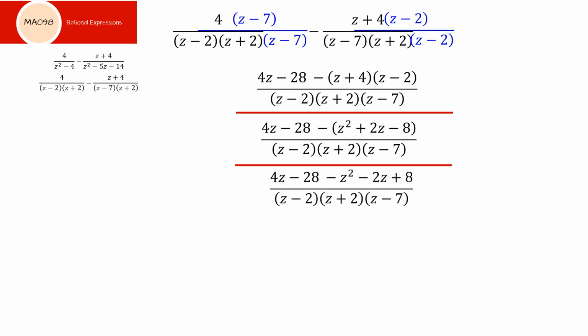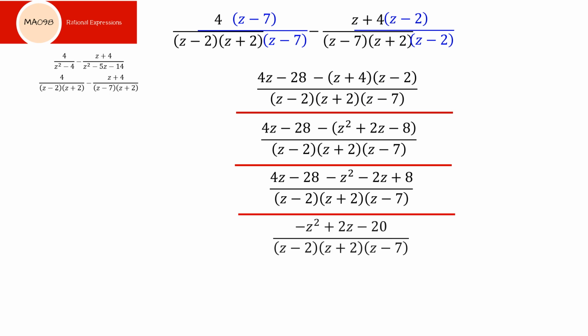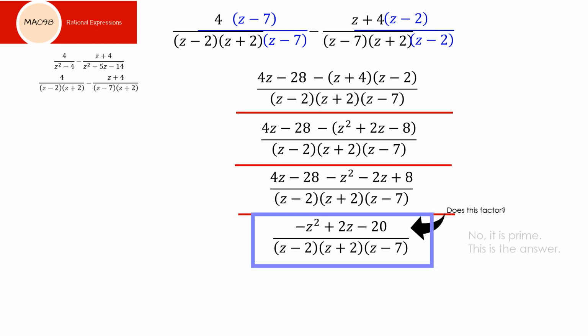This gives us 4z minus 28 minus z squared minus 2z plus 8. We have to collect like terms on the top, and we end up with negative z squared plus 2z minus 20. All right, now we have to ask ourselves, does the numerator factor? In this case, it does not, because it's prime. So this turns out to be our answer. Now that wasn't too bad, right?